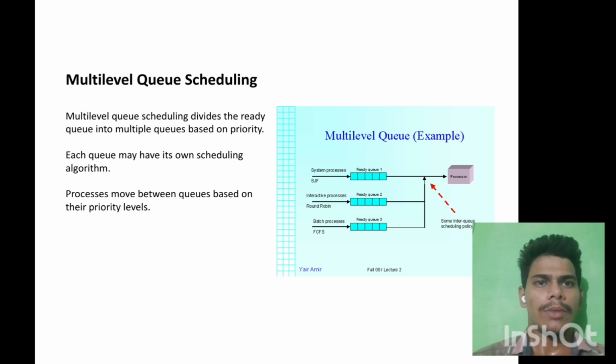Multi-level queue scheduling. Multi-level queue scheduling divides the ready queue into multiple queues based on priority. Each queue may have its own scheduling algorithm. Processes move between queues based on their priority levels.